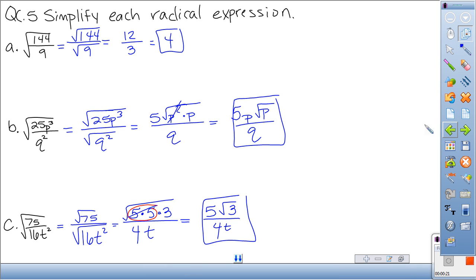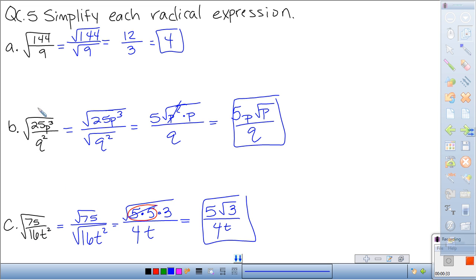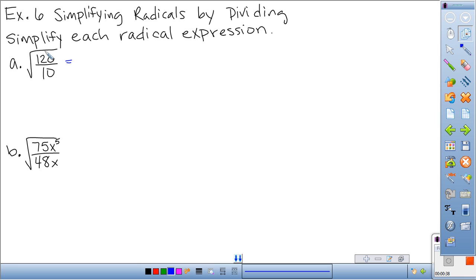So if we look back at these other examples, you can't divide 144 by 9. You can't simplify it. You can't divide top and bottom by 2 or by 3. Same thing with 75 over 16. You can't simplify that. You can't simplify 25 over q squared. So if you can, though, you always want to simplify your fraction first before you start taking the square root of the top and the bottom.